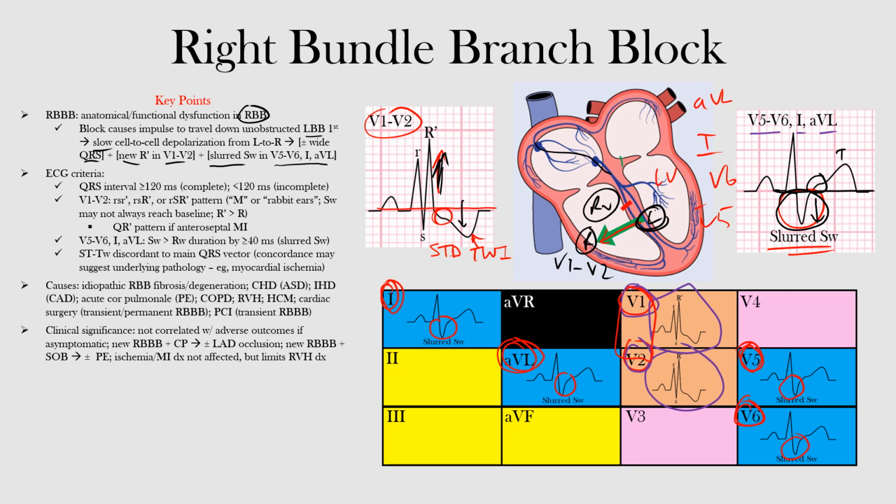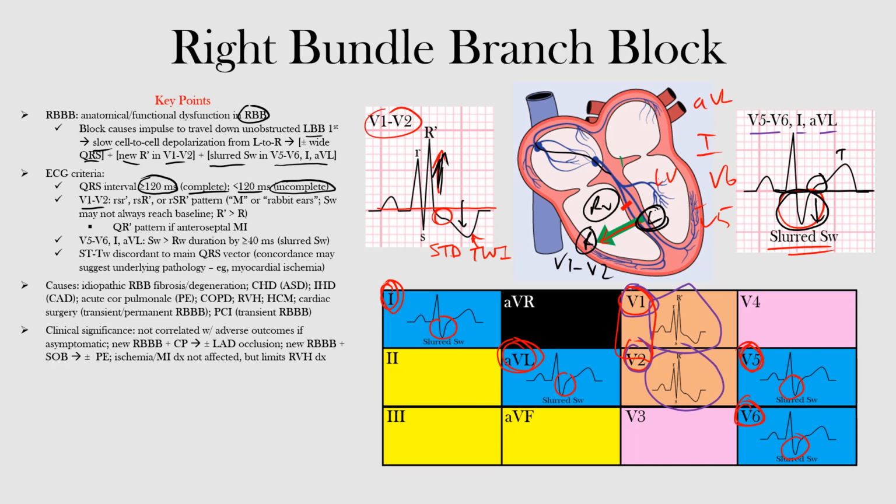Okay, we talked about the EKG criteria. If it's prolonged, meaning if it's 120 milliseconds or greater, we call that a complete right bundle branch block. If it's less than 120 milliseconds, that would be considered incomplete. That's how you differentiate complete versus incomplete. Now in the right precordial leads V1 and V2, we're going to see those rabbit ears or the M-shaped waves where we have those RS/R prime patterns.